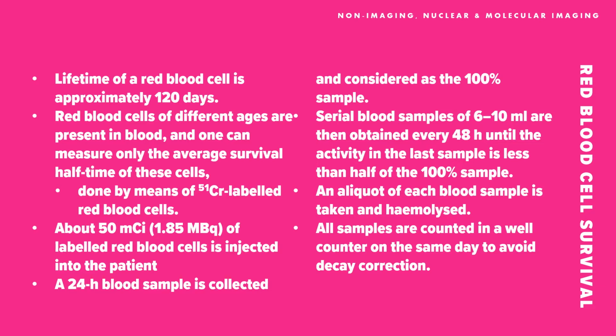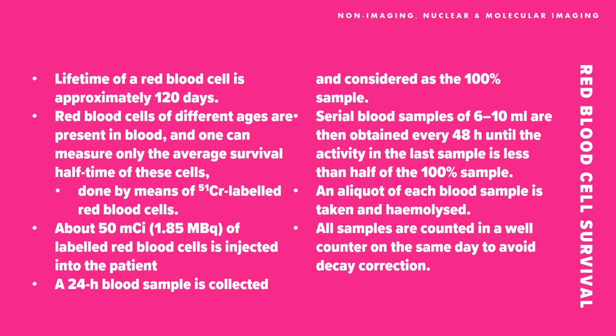Again, you have red blood cells, you label them with 51 chromium. In terms of the radioactivity, it is about 50 millicurie. Then you inject it into the patient intravenously. And then you're going to collect the blood sample after 24 hours. And after 24 hours, you consider that blood sample as 100% of the sample.